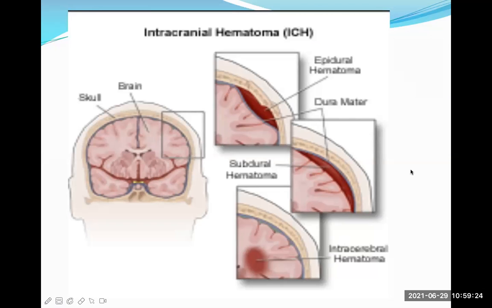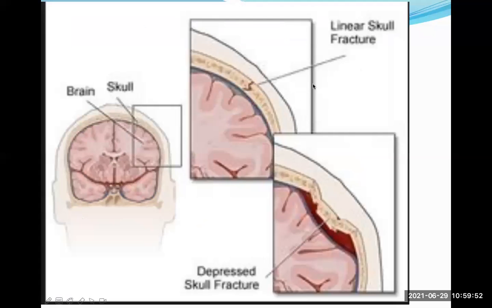Now there are different types of intracranial hematoma. There are epidural hematoma, subdural hematoma, and intracerebral hematoma. Even some more terms are there, like subarachnoid hemorrhage and even intraventricular hemorrhage. These all will be taught very nicely to you in neurology in internal medicine. Okay, so here is a depressed skull fracture, and it has led to collection of the blood clot here.